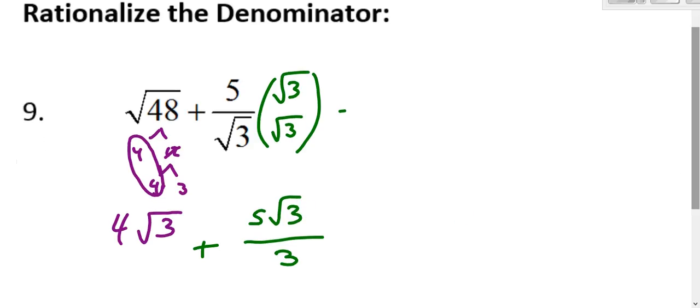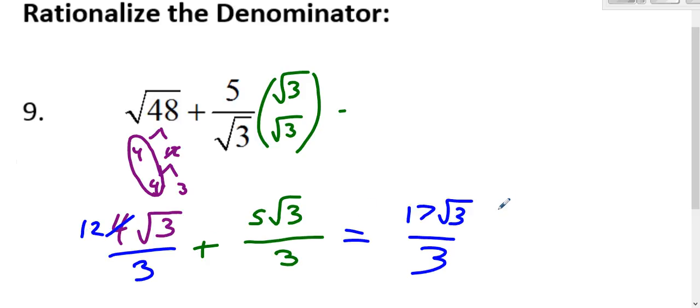And we need to simplify this a little bit further. We need to add these 2 terms together. In order to do that, they have to have a common denominator. So this needs a 3 in the denominator, which means we would have to change the 4 to a 12. 12 divided by 3 is 4. So it's the same, still equivalent. So now they have a common denominator. There's our 3. 12 square root of 3 plus 5 square root of 3. 17 square root of 3.